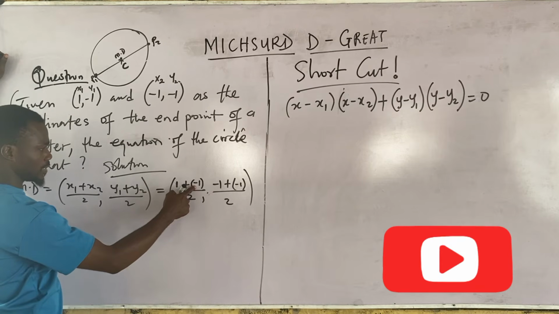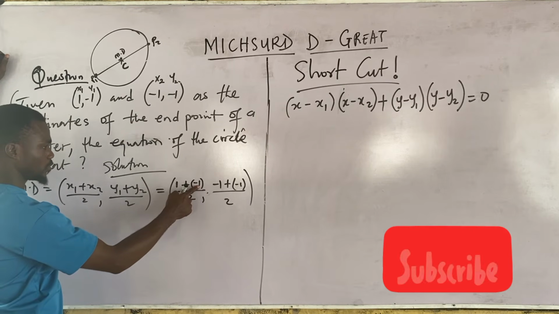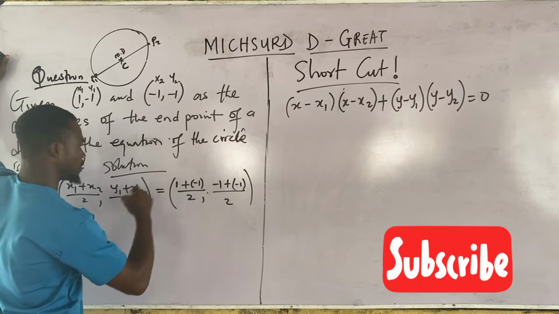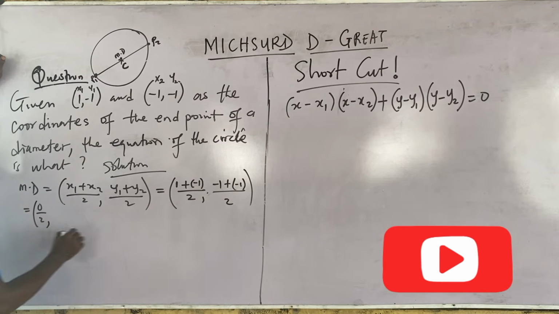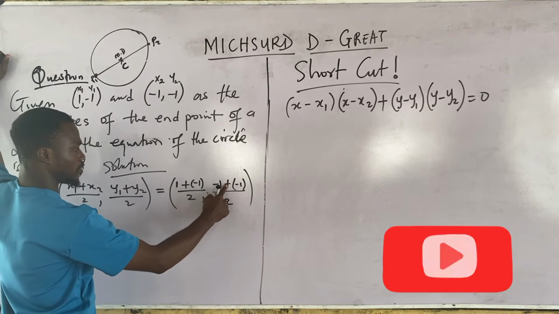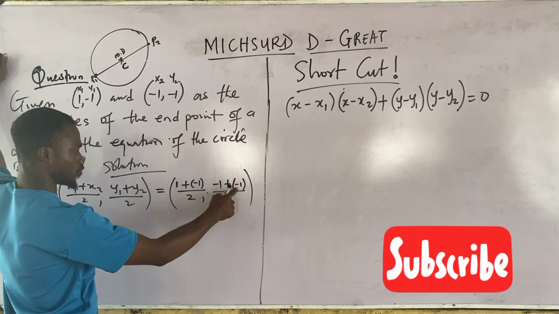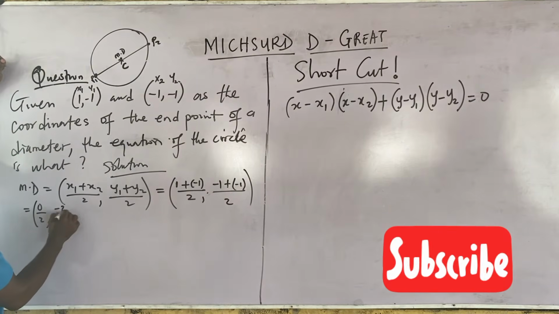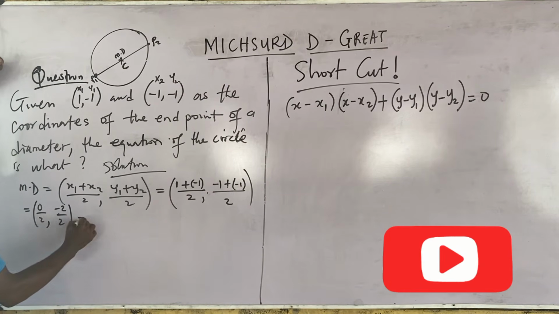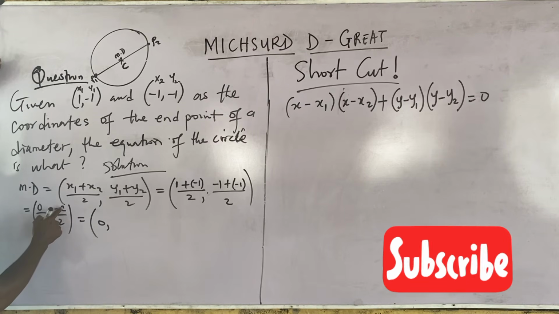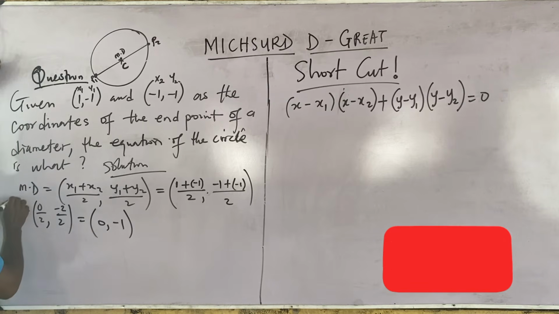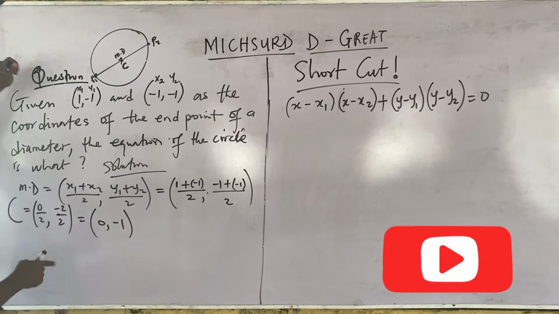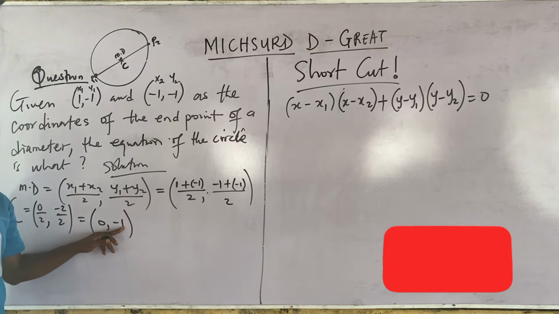minus times plus is minus, so we have 1 minus 1 is 0. So that means what we have here is 0 over 2, comma, here will give us minus 1 minus 1 is minus 2. So we have minus 2 over 2. So 0 divided by 2 is 0, and minus 2 divided by 2 will give us minus 1. So that means the center, which is the midpoint, is (0, -1).